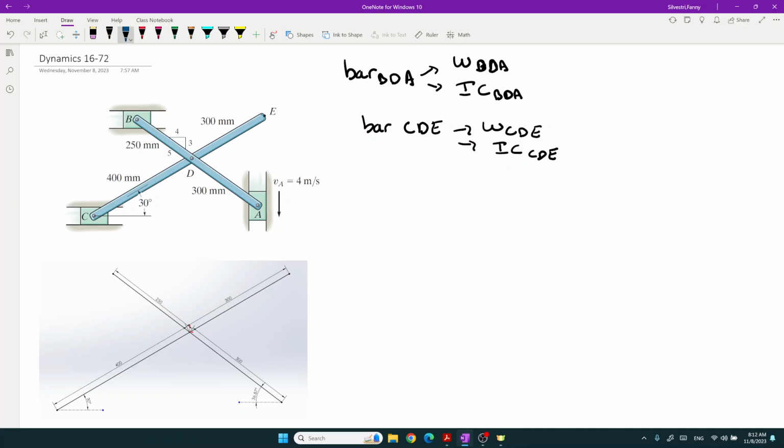Okay, so what do we know? My color code is always blue, we know, red, we don't know. So what do we know? The only thing that is given is the velocity VA. And after that, we have the dimensions and the angle and all of that.